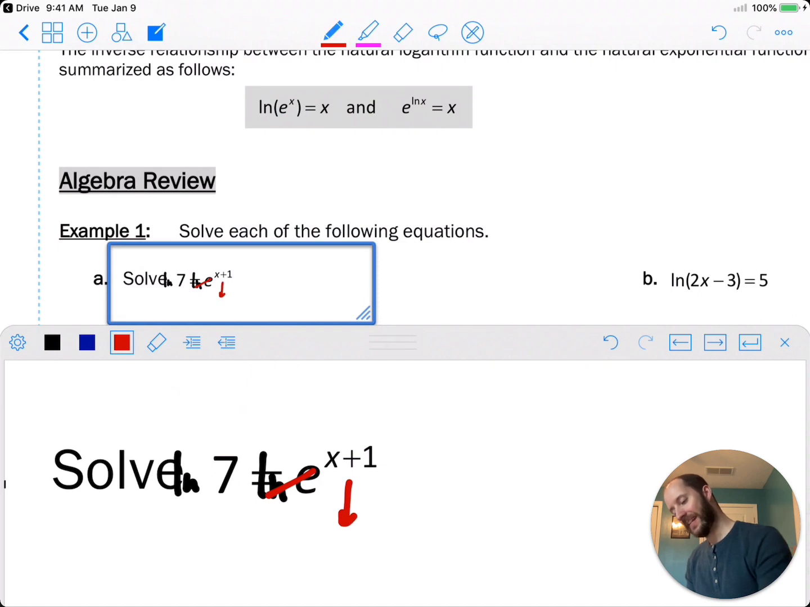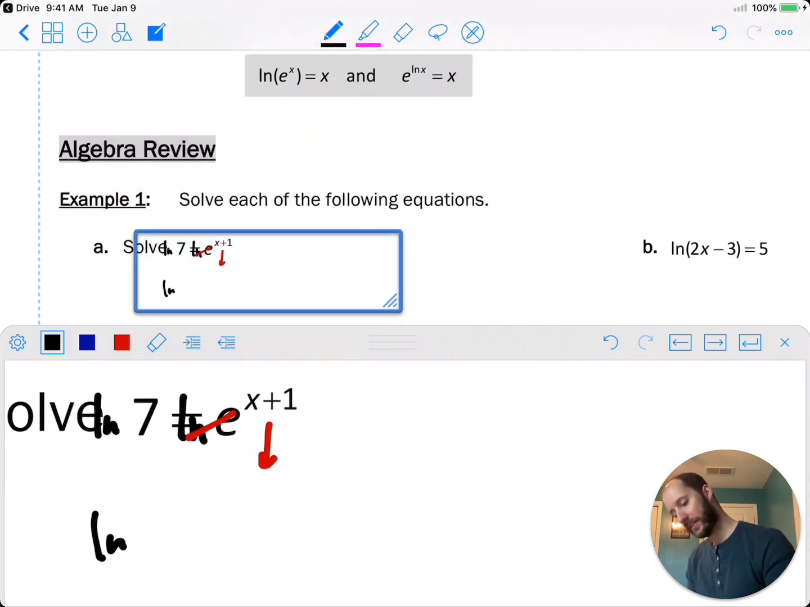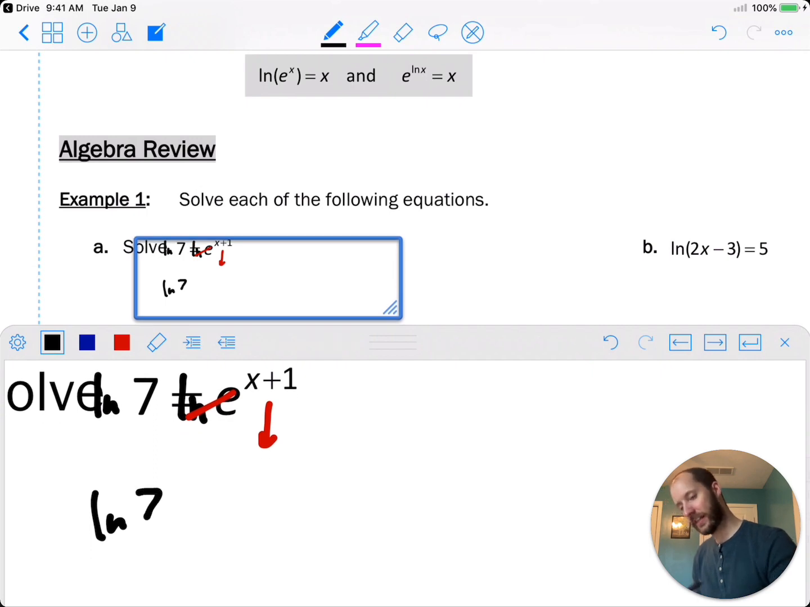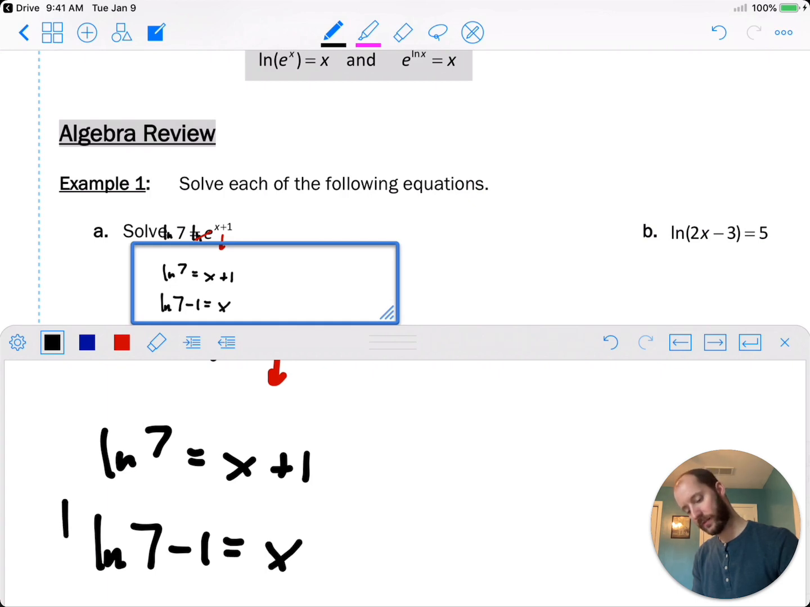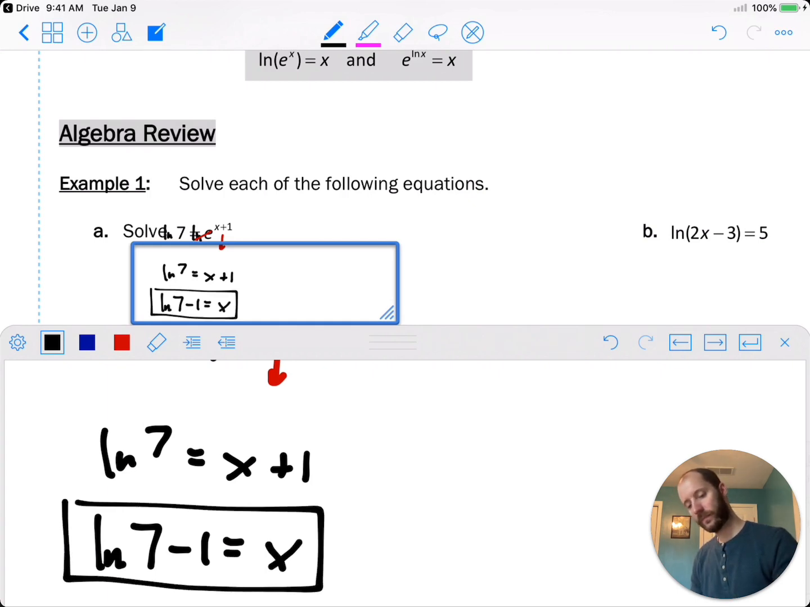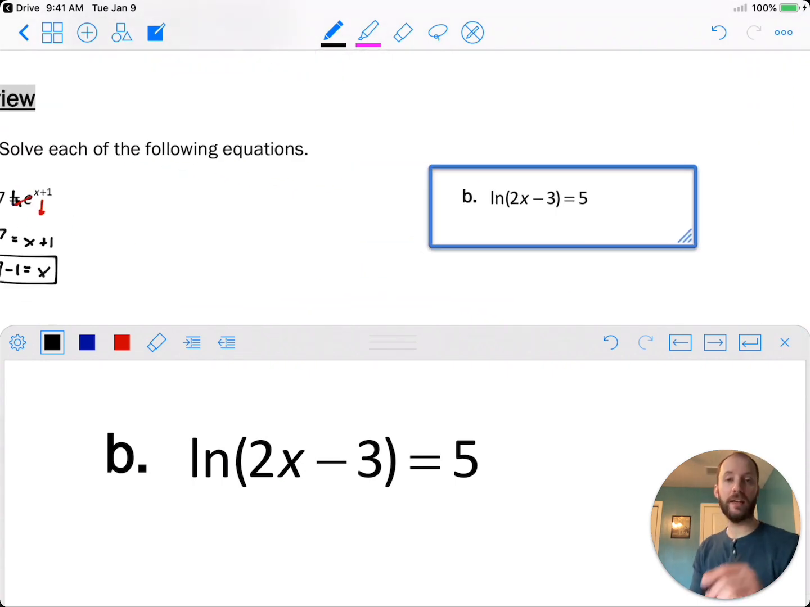The ln and e cancel out. The x plus 1 has nothing holding it up, so it comes down. Then to solve for x for good, subtract 1 from both sides. You have your solution.